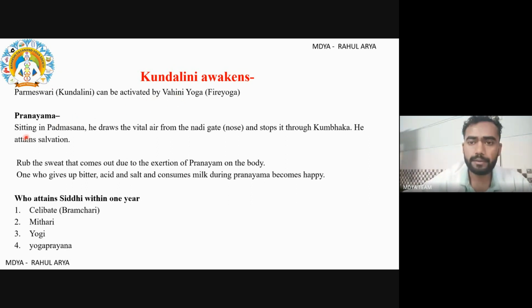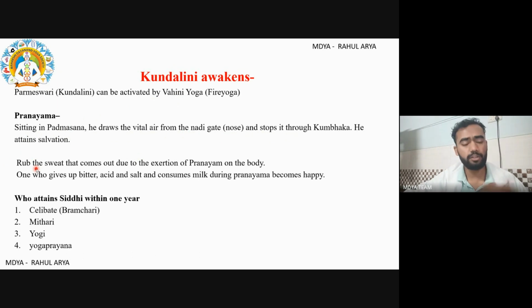The pranayam, sitting in Padmasana, is highlighted as best for the practice. He draws the vital air, meaning prana, through the nostril, and stops it through kumbhaka. Okay, it means inhale and hold. It is the pranayam according to this Upanishad. And whoever does this practice can attain salvation.